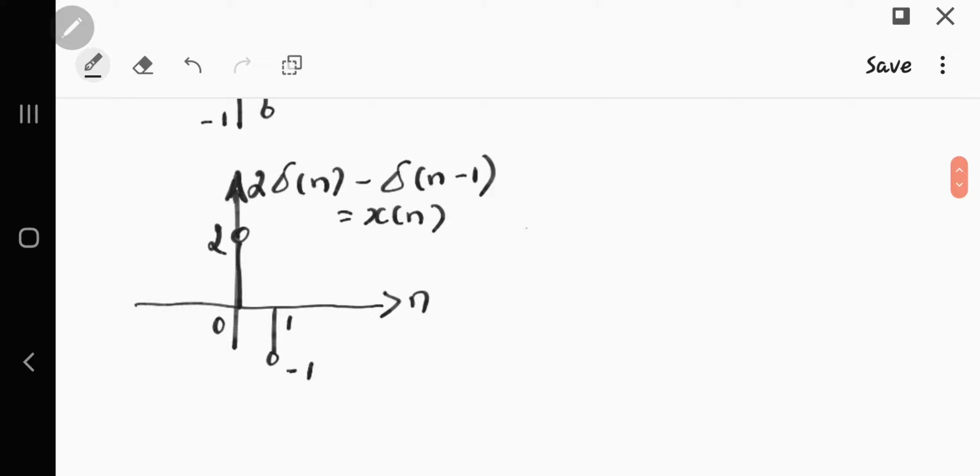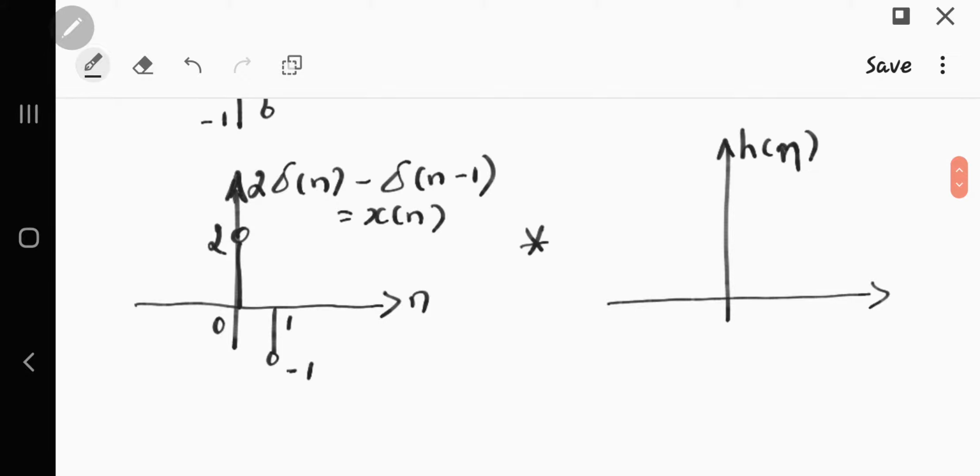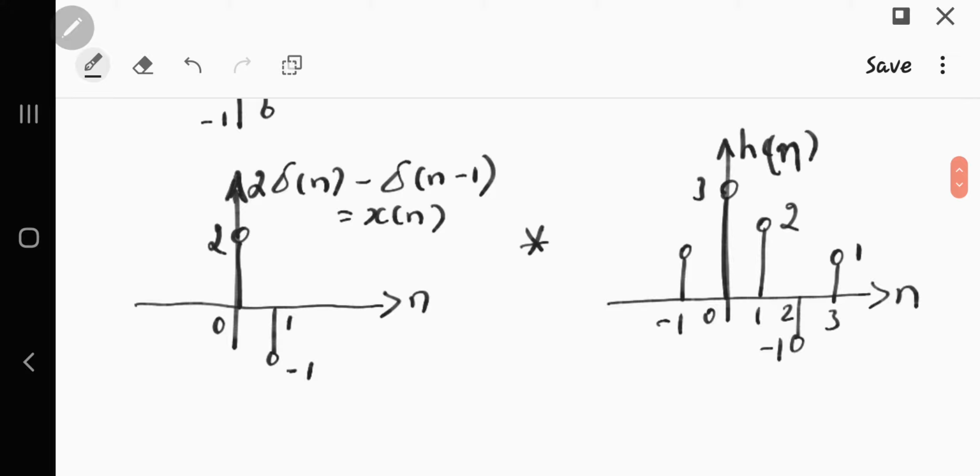Now this x of n is convolved with our impulse response h of n. So what is the signal h of n? 1, 3, 2, -1, +1. So starting from -1 to +3, I guess. Yes, +3. These are the two signals for which we have to perform convolution.